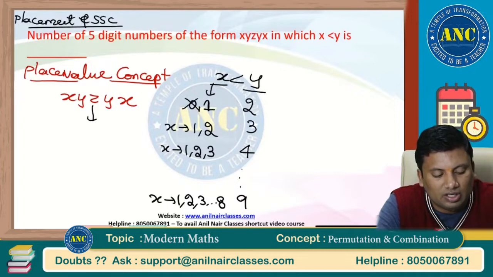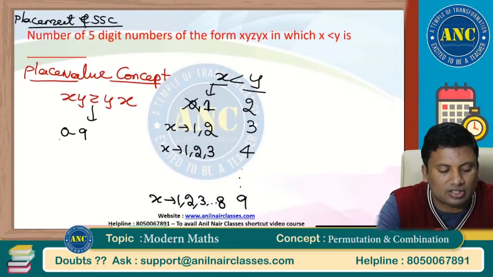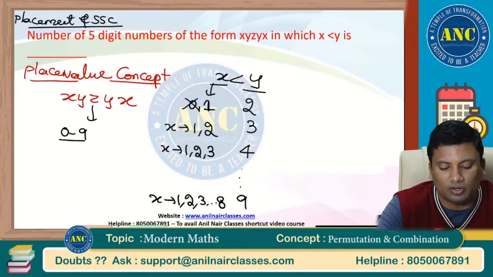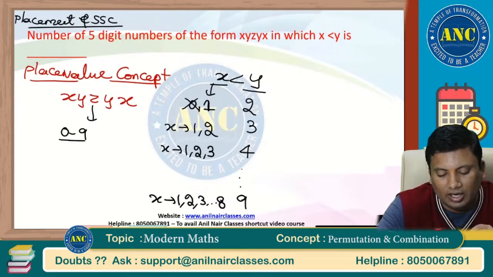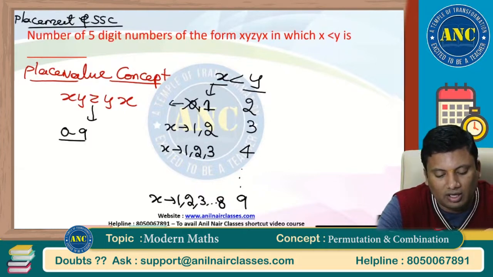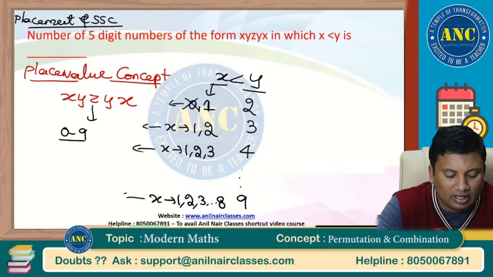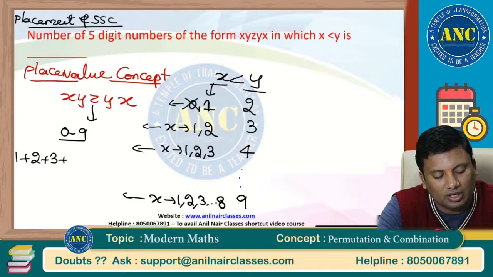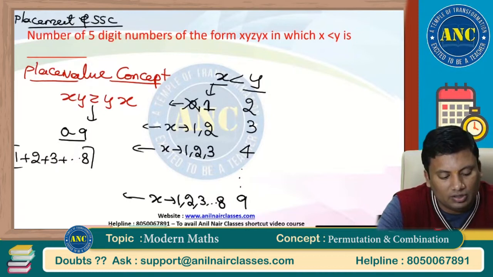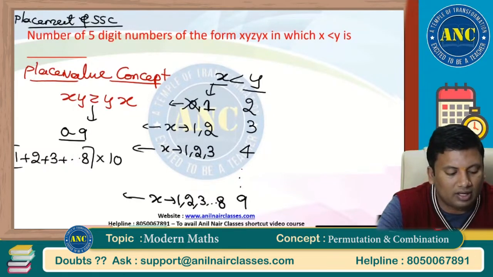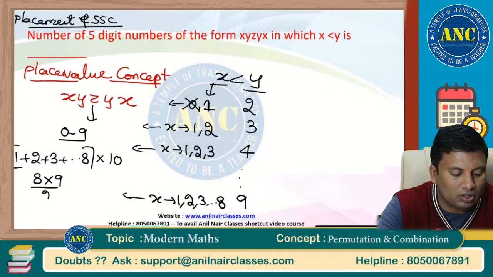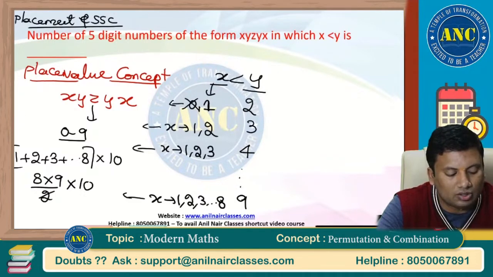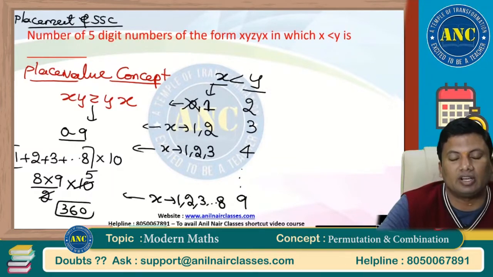Z, there is no restriction on Z. So Z can take any value from 0 to 9. That means here, how many values did we get? 1 we got, 2 we got, 3 we got, till 8 values we got: 1 plus 2 plus 3 and so on up to 8 values for a corresponding value of Y, into 0 to 9, which is 10 values. So 8 into 9 by 2 into 10 into 10. The 2 1s are 2, the 2 5s are 10. So it is nothing but 360.